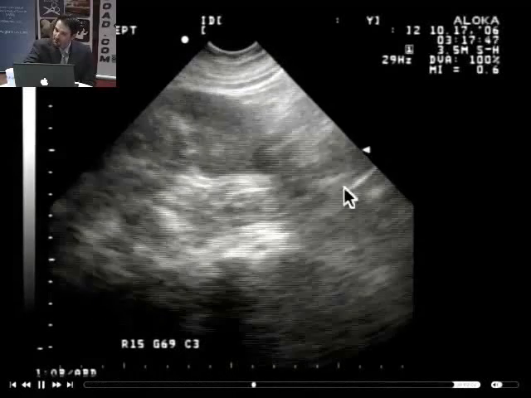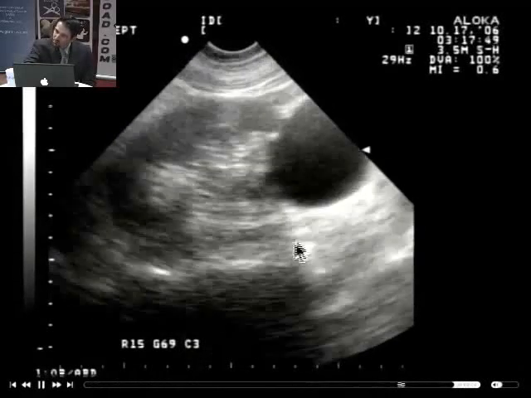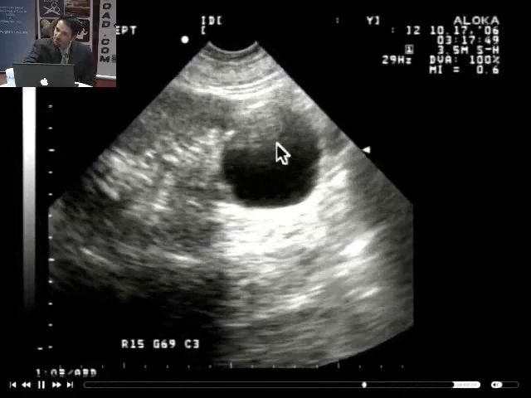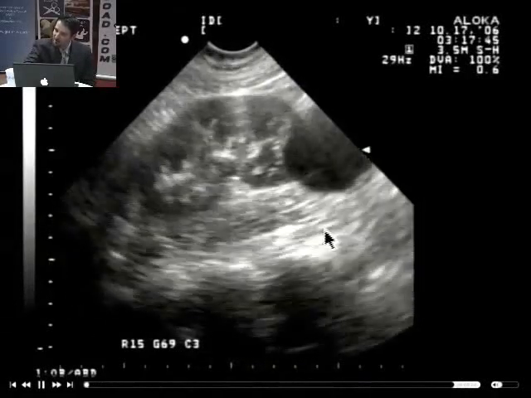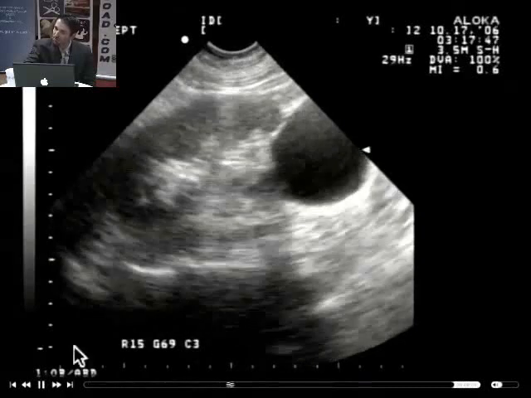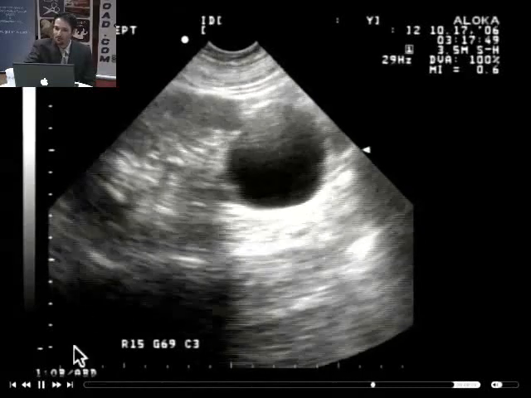There's no debris inside it. And beyond it, you get this bright white appearance. Remember that the sound speeds up going through the fluid, and then it hits the back wall, and it scatters, and it causes this bright white appearance beyond the cyst.